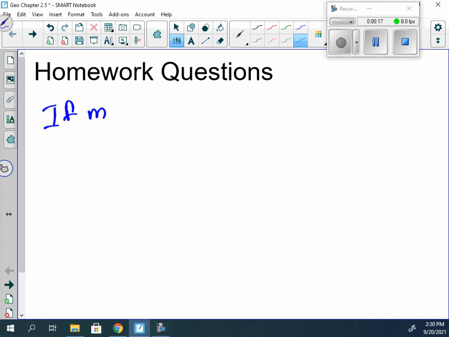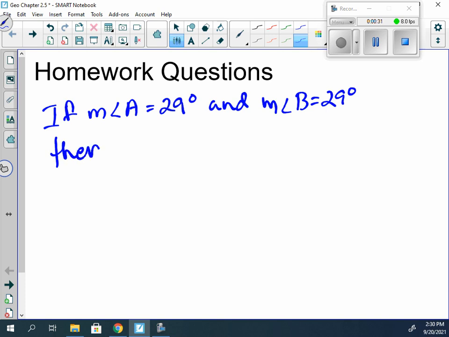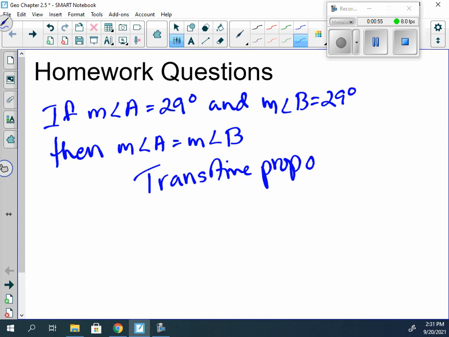If the measure of angle A is 29 degrees and the measure of angle B is 29 degrees, then the measure of angle A is equal to the measure of angle B. Well, what property would this be? Because what property dealt with this here? This is the transitive property of equality.